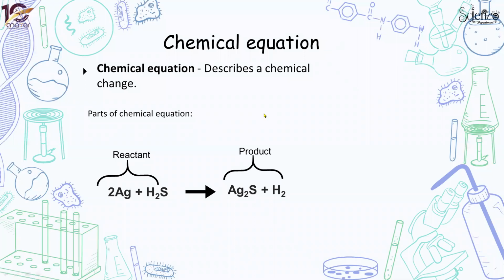So this is a chemical equation, it shows a chemical reaction. As we said, a chemical reaction involves formation of new products, okay? In any chemical equation, we have reactants and products. Reactants are the substances, the chemicals that react together to produce new products, like here, silver sulfide and hydrogen gas.